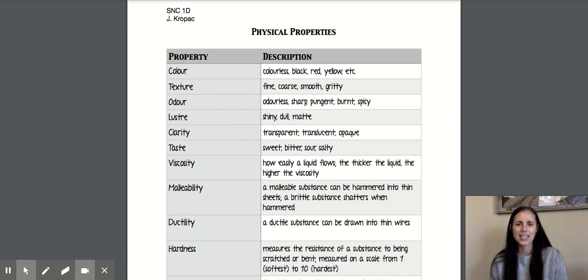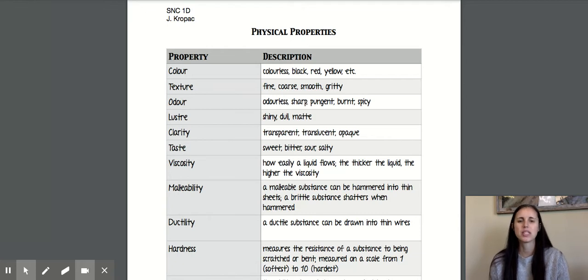All right, I want to take a second to talk about physical properties, and I'm also going to talk about chemical properties. So, what physical and chemical properties are is a way for us to describe what a substance might look like or might act like. So, I want you to think about how you might describe what your backpack looked like.